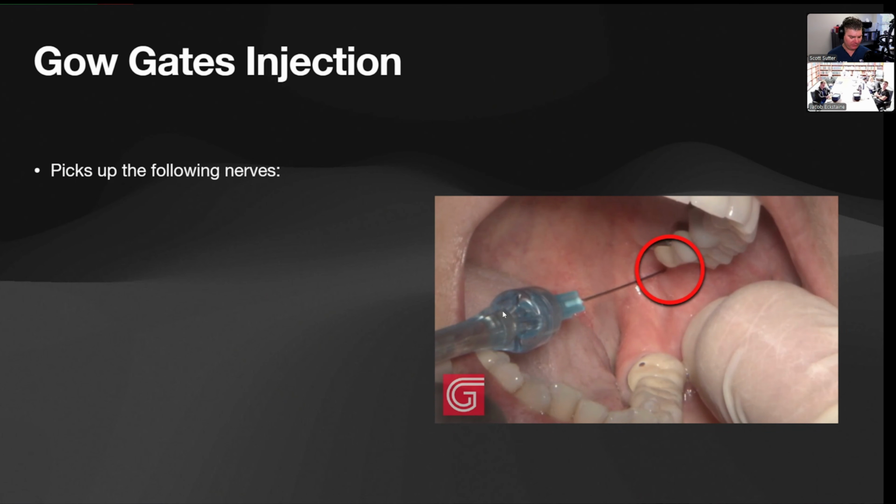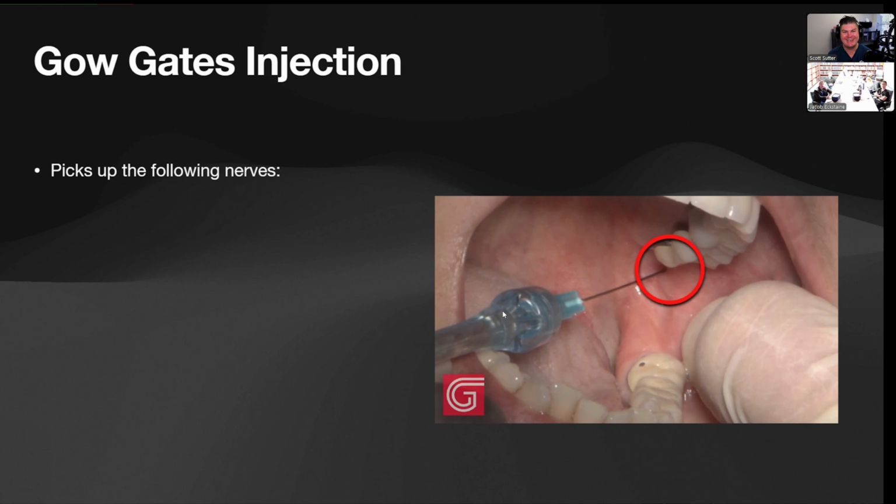All right. Any questions on the IA? No? Good. Cool. All right. How many of you guys use Gow Gates on the regular? Remember, I can't see you. You guys are the size of a postage stamp. On the regular, no. On the regular.